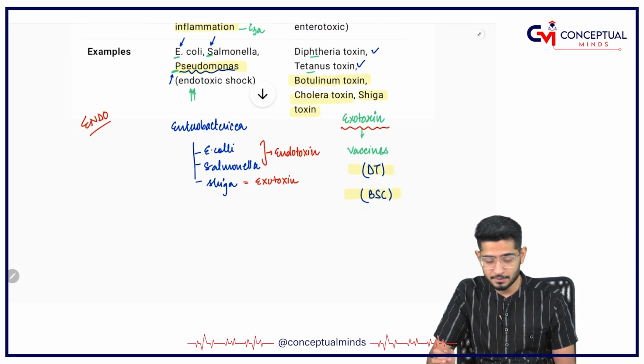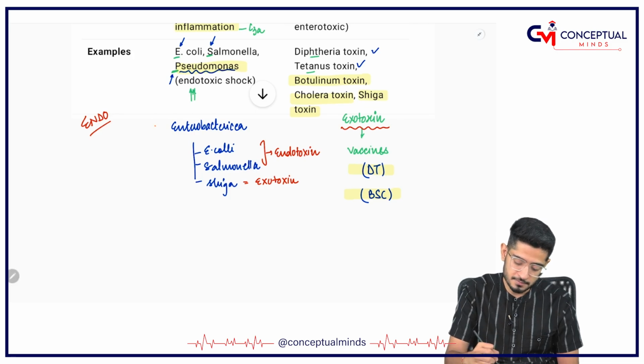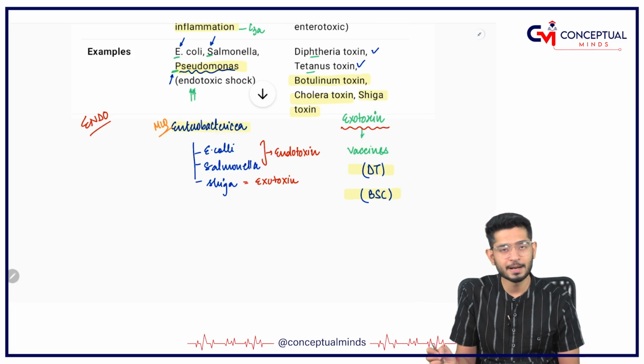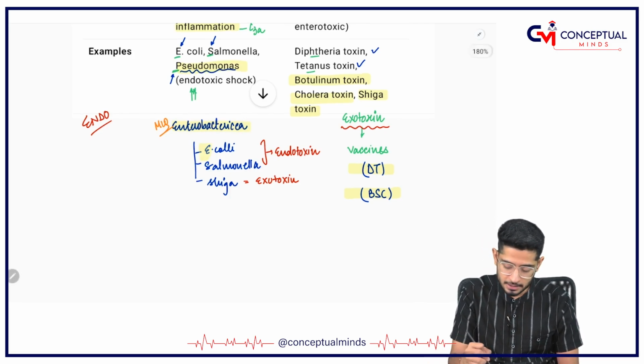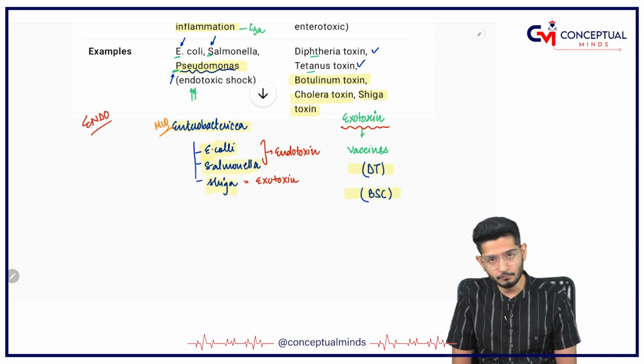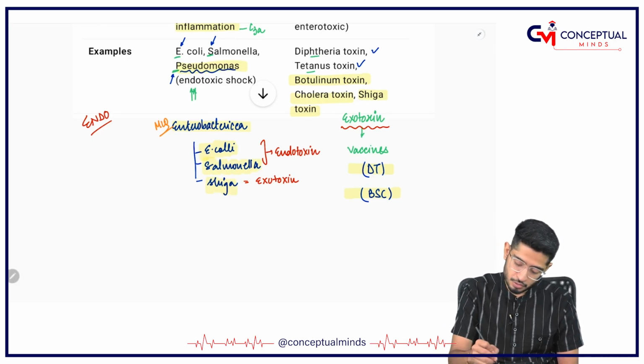Coming on to the examples, very important. Please understand, this is a very important MCQ, that you have got a family called Enterobacteriaceae. We'll discuss in detail. The Enterobacteriaceae has got E. coli, Salmonella, Shigella, and for that matter, Pseudomonas you can also remember.